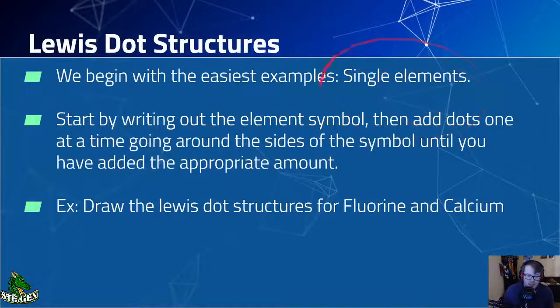So the simplest thing to do is single elements. You just start by writing out the element symbol, and then you add dots one at a time going around the sides until you have added the appropriate amount. The important thing is, remember, you're still following the rule of don't pair electrons until each one of your orbitals has a single electron in it, which is why you fill them in 1, 2, 3, 4, and then 5, 6, 7, 8, going around as you add them. We're going to draw the Lewis structures for fluorine and calcium in my example video in a moment.